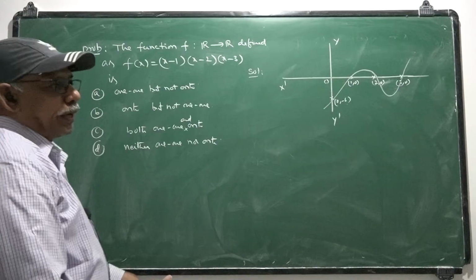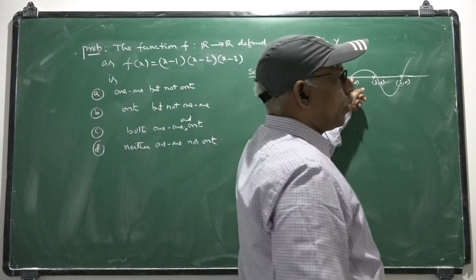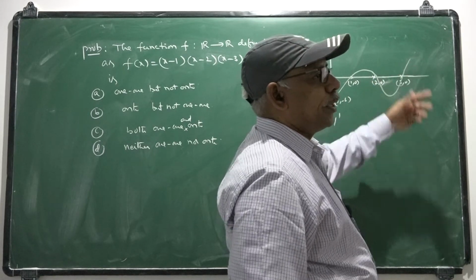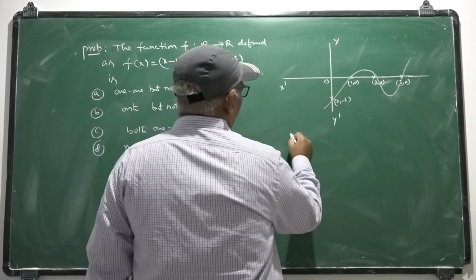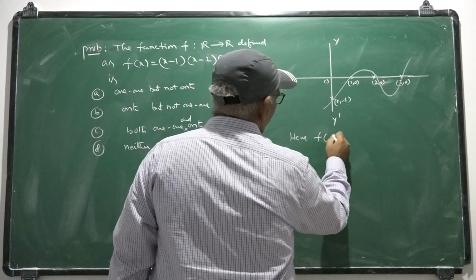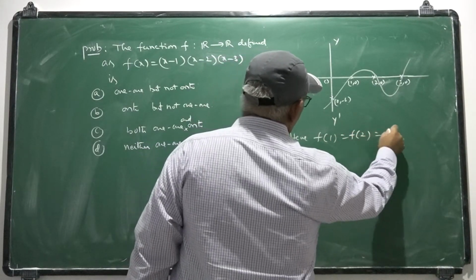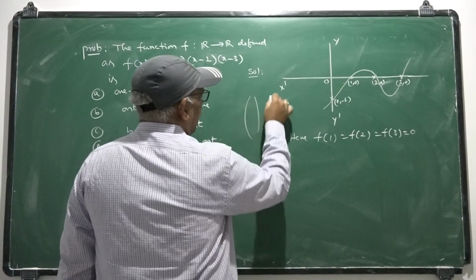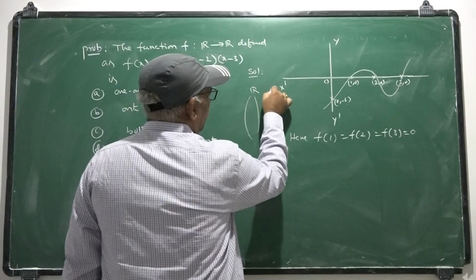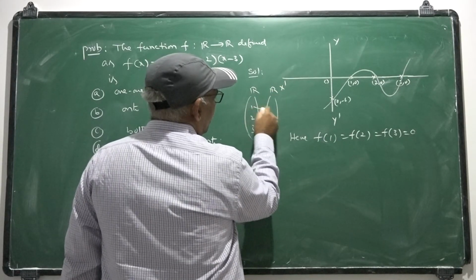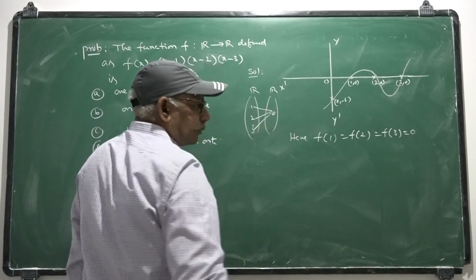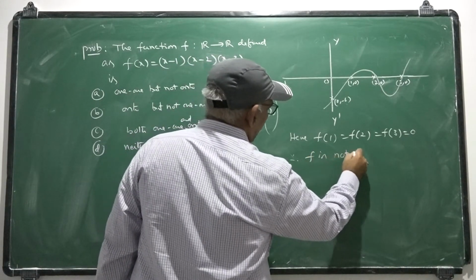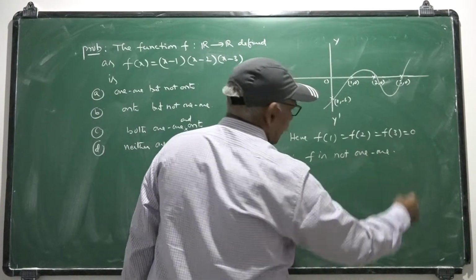It takes repeated values at 1, 2, 3. F of 1 is 0, f of 2 is 0, f of 3 is 0. That means once the function is defined from R to R, 1, 2, 3 are mapped to the same element 0. Hence, f is not one-one.